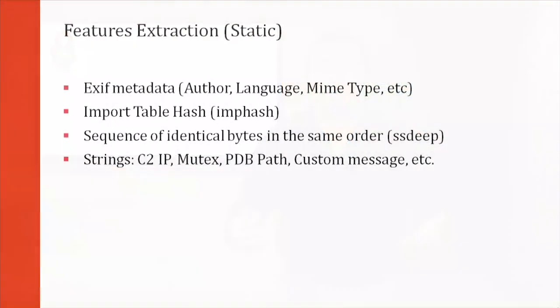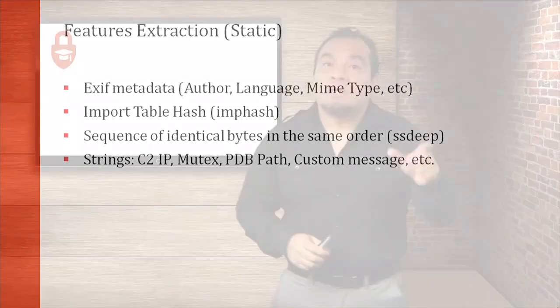Strings. You can run strings, which is a tool that basically gets human readable strings from binaries or any document, and those strings sometimes can have CNC or C2 IPs, which is the malicious server from the attackers. They can have a mutex, which is a specific name assigned by the malware author so that they can avoid reinfecting machines, but it is also a well-known feature that we can extract.